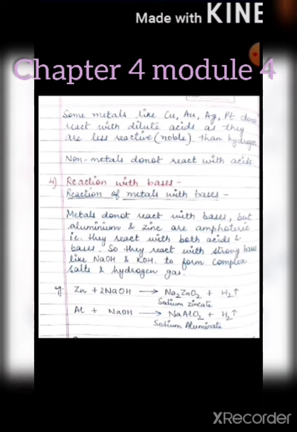When NaOH reacts with zinc, it will form Na2ZnO2, sodium zincate, plus H2. Now sodium zincate is a complex salt which is formed, and hydrogen gas is evolved. Aluminium when reacting with NaOH will form sodium aluminate, that is also a complex salt, and hydrogen gas is evolved. These two reactions are not given in your syllabus, neither will they come in the exams, but these are for your further or more knowledge. You should know about these things because in 10th class you will be studying these reactions also.